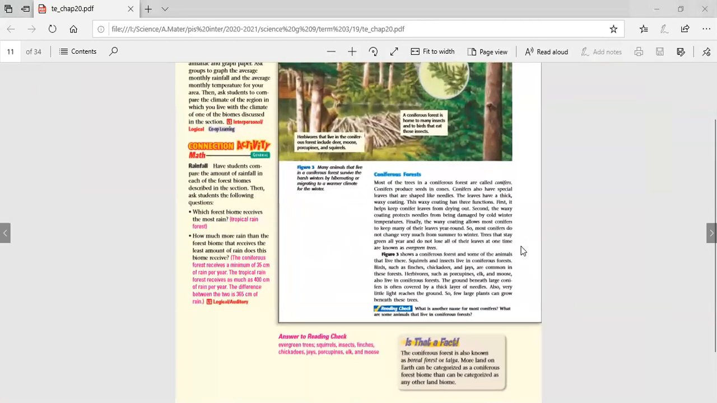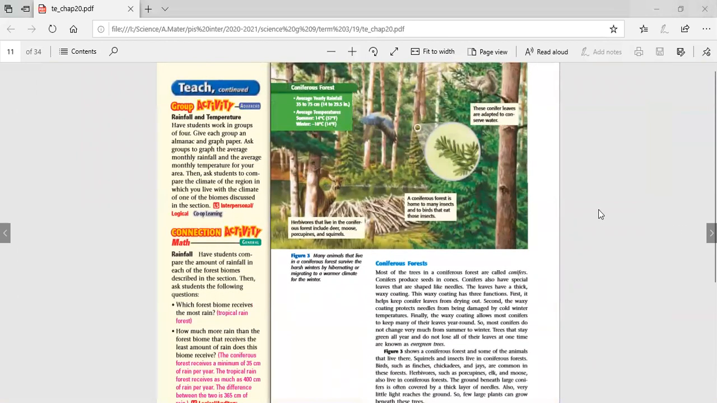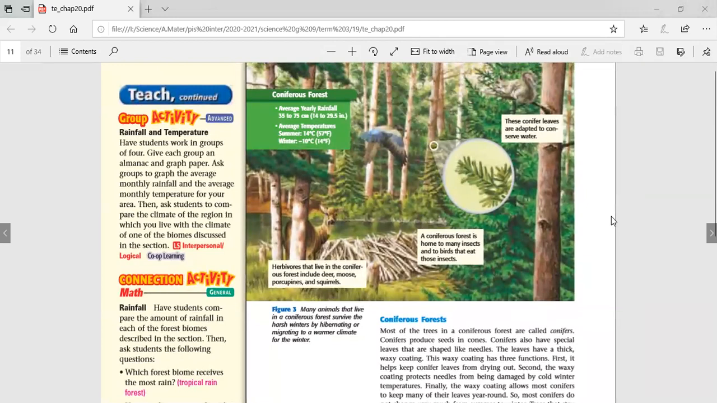The second biome which we're going to talk about is the coniferous forest, or taiga. Actually, that's near the tundra. That means above the coniferous range, that's above the deciduous rainforest. So here, let's find what is special about this.